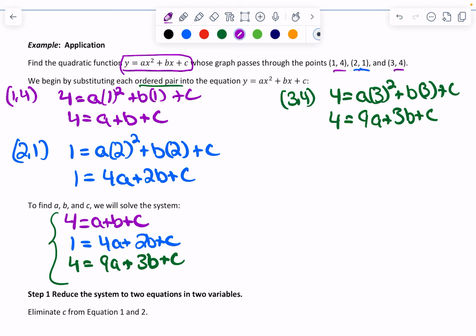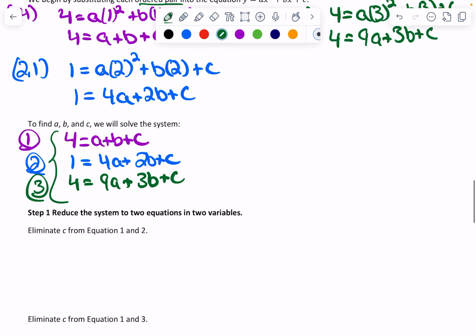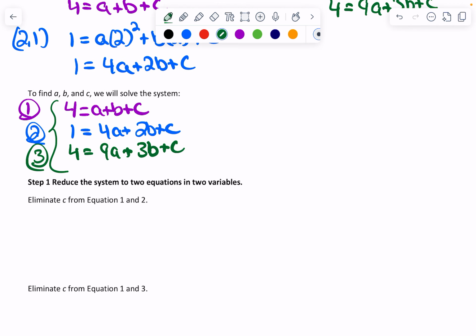So we have the first equation, second, and third equation. Okay, now we're going to start doing the same thing as we did, step by step. Step one is reduce the system to two equations in two variables. This is already kind of giving us a hint what we're going to be doing. So we are eliminating c from equation 1 and 2.